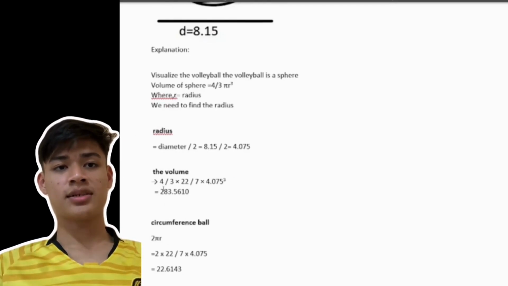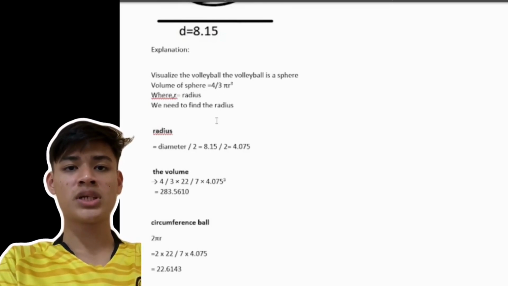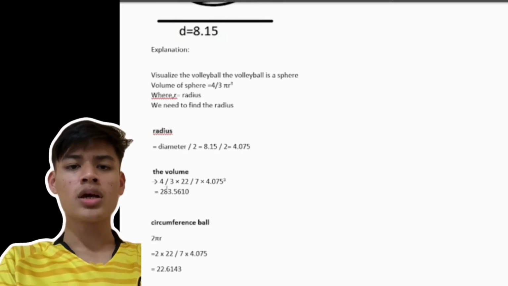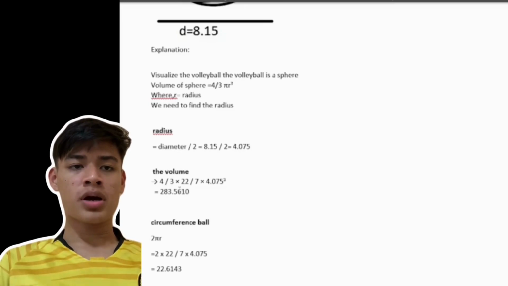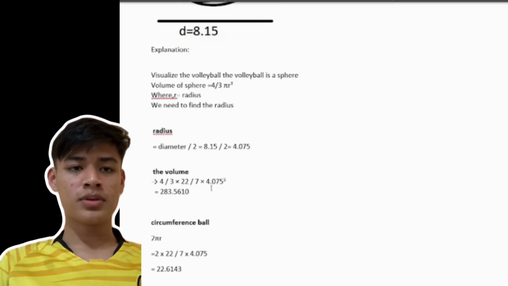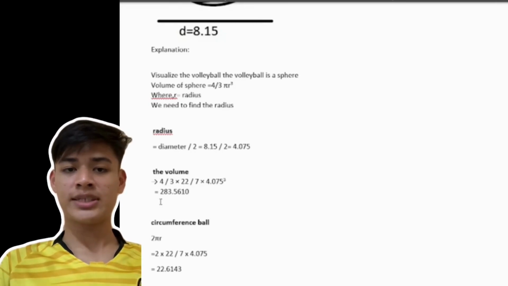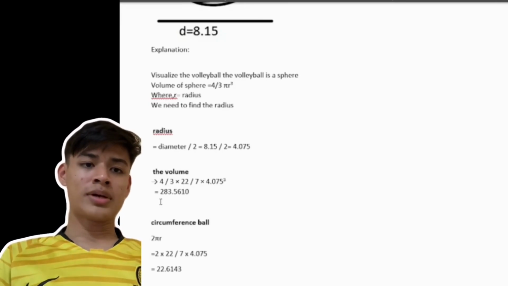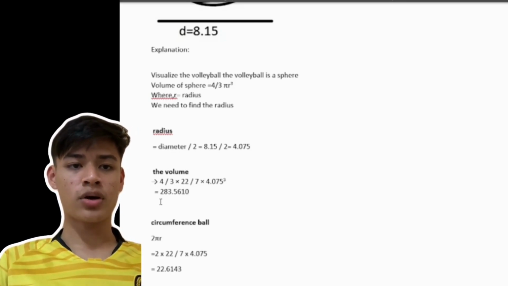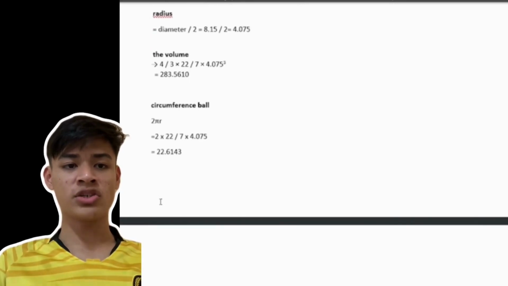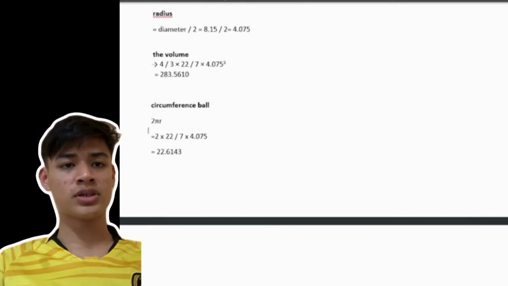Volume, as I said, the formula is 4 over 3 pi r cubed. Right, so as we can see here, 4 over 3 times 22 over 7 times 4.075 cubed. The volume I get is 283.5610. Okay, next we move on to the circumference of the ball.